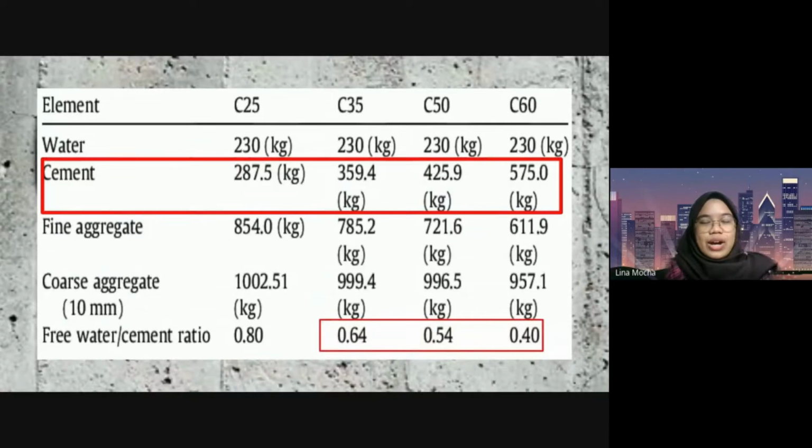So as you can see in the figure below, there are different types of elements: C25, C35, C50, and C16. These show the different concrete strengths. As you can see, the elements used are in different amounts depending on the concrete strength. As the concrete strength increases, the cement used increases, while the free water cement ratio decreases.